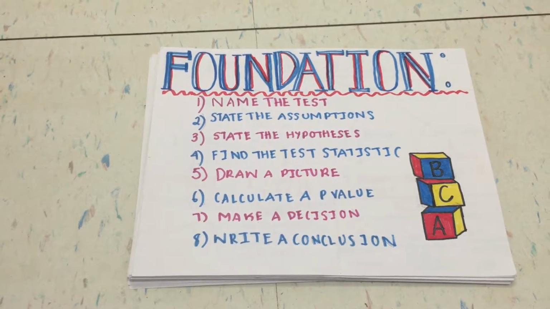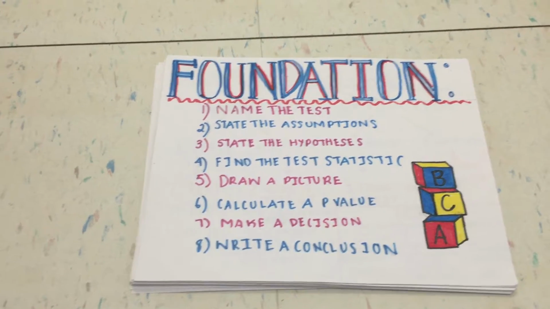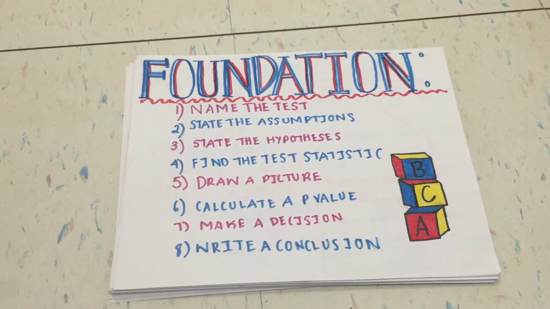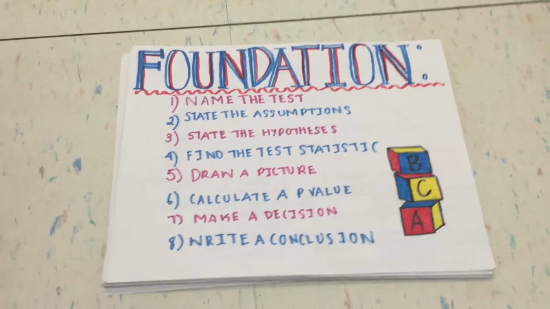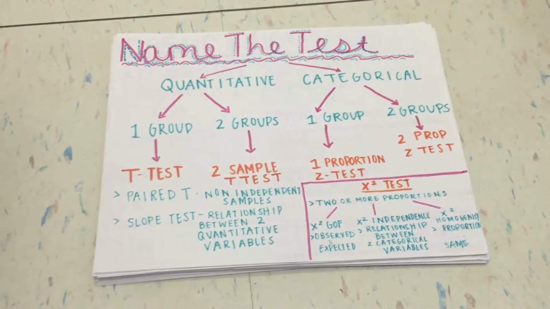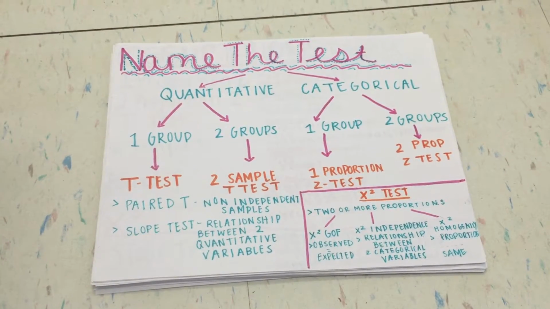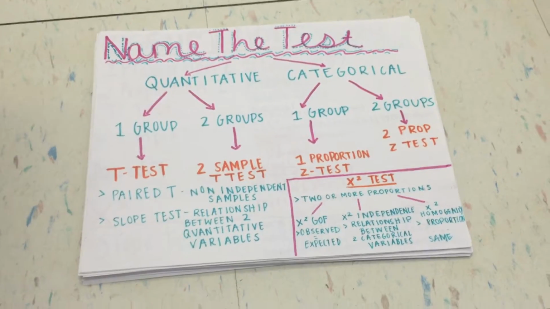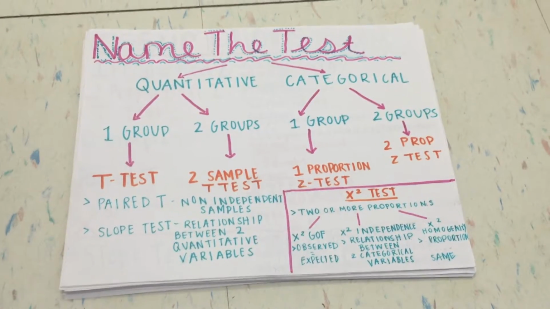They are to name the test, state the assumptions, state the hypotheses, find the test statistic, draw a picture, calculate a p-value, make a decision, and write the conclusion. Now let's take a closer look at each step. The first step is to name the test. This is determined by two main things, whether the data is quantitative or categorical, and the number of groups involved.